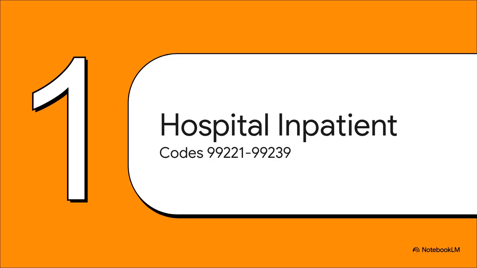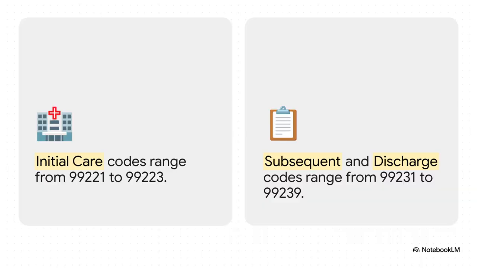Okay, let's jump right into Level 1, Hospital, Inpatient, and Observation Care, spanning codes 99221 through 99239. You know, modern CPT guidelines actually made your life a bit easier by merging inpatient and observation status into a single unified family. Huge win. But to get these exam questions right, you still have to pinpoint the exact phase of care.